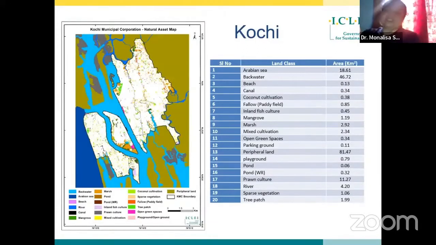We've done this for several cities. I'm just taking you through some natural asset maps. Like this one for Kochi. You see the key, and what the table shows here is the extent of each of these land classes. If you see, there are no other classes apart from whatever can be classified as natural. So you don't see any roads or buildings, etc.